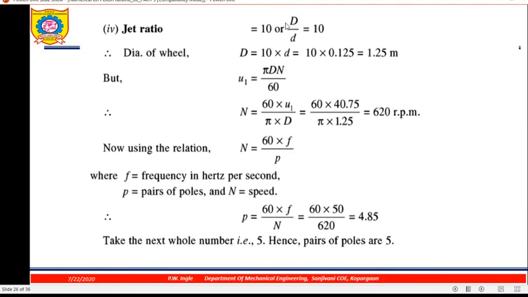Then jet ratio is given. So capital D by small d is 10. So diameter of wheel is 1.2 meter. U1 is pi d N by 60, so N is 620 rpm. Now we are getting 620 rpm by using the given data. I want to calculate what?